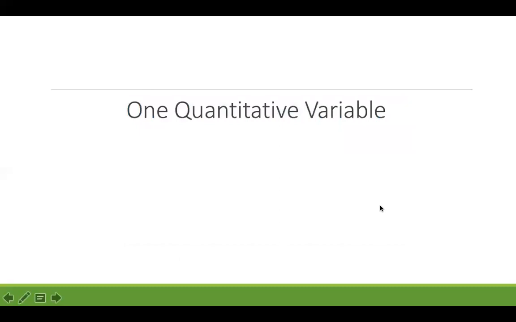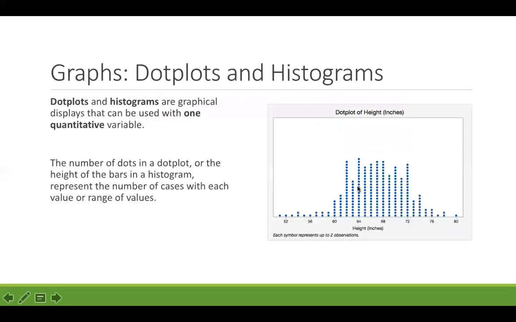So next we'll go on to one quantitative variable. So first we're going to start with the graphs for one quantitative variable, dot plots and histograms. You'll see these a lot. You definitely want to know these. So dot plots are graphical displays that can be used with one quantitative variable, same as histograms.